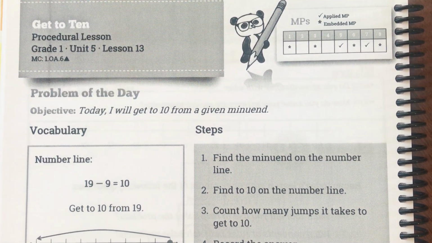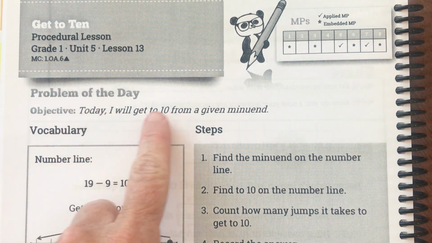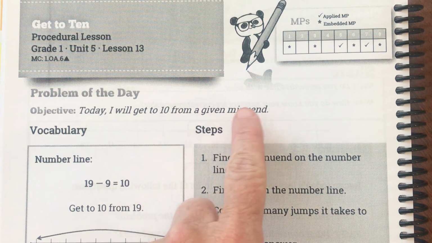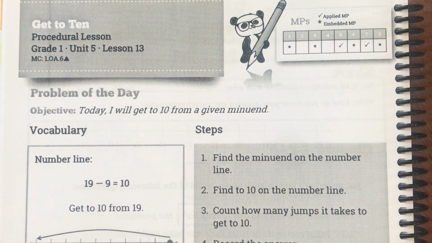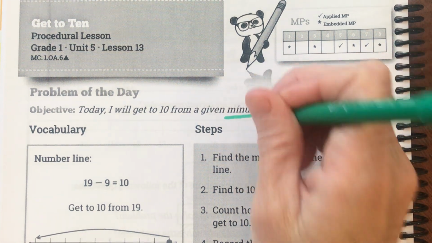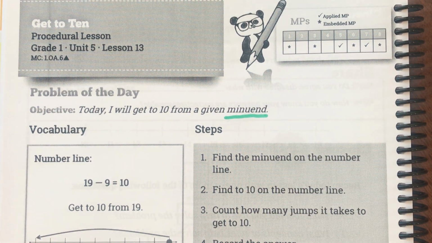Today we are on page 67 of your student journal, page 67, and we are moving on to something a little different today. So our objective today is, today I will get to 10 from a given minuend. Okay, so remember, what is a minuend? Let's underline minuend. A minuend is your starting number in a subtraction problem.